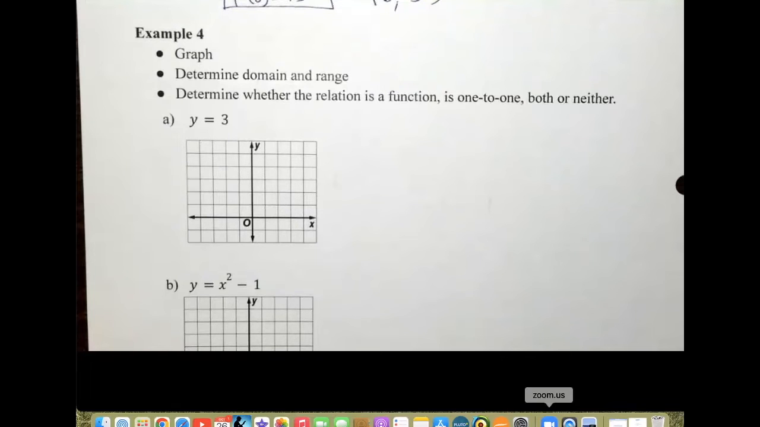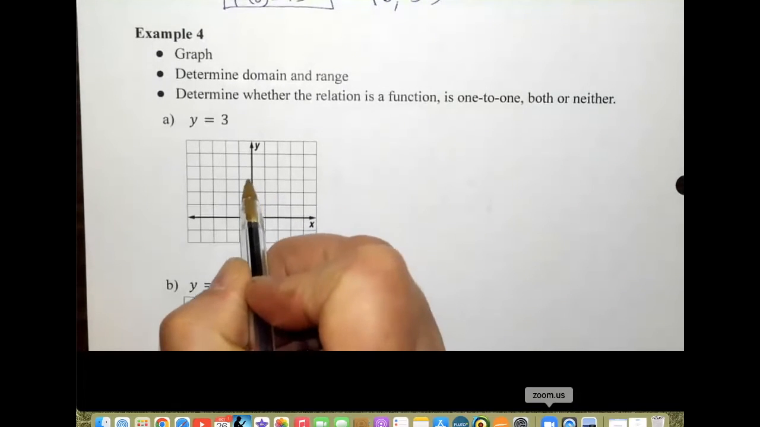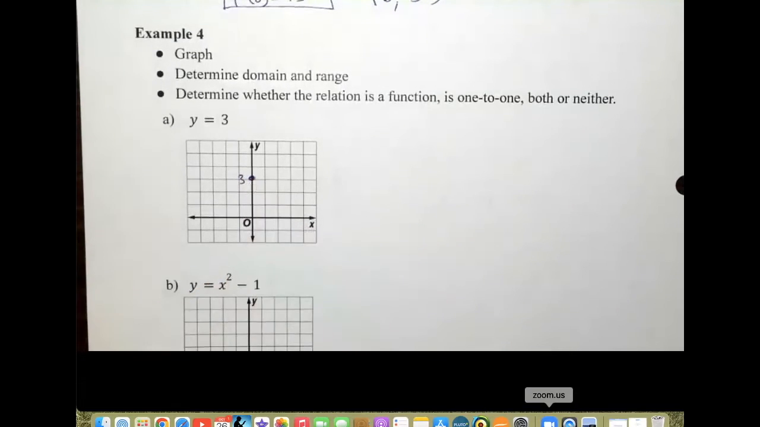Okay, I want you to think for a minute about graphing y equals 3. We did this in Algebra 1. We graphed y equals 3. Exactly, that's a good place to start. It says y equals 3, so here's 3. That's a good start, because that is true. All the y's have to be 3.